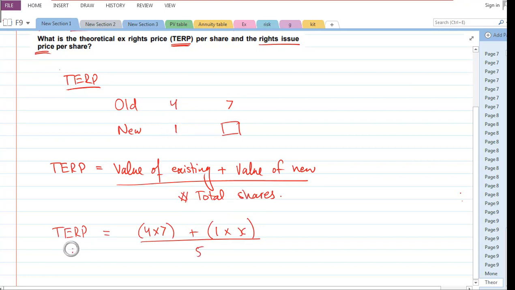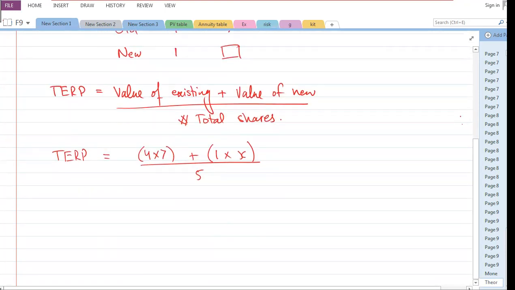Now we have the theoretical ex-rights price in here, which is not known, and we have another thing in the equation which is not known. So what we can do about it is this. The theoretical ex-rights price is also equal to the value of the right plus the issue price. Remember, this X is also the issue price. So I can write my equation like this also: the value of the right plus the issue price, or plus X, is equal to 4 multiplied by 7, which is 28.